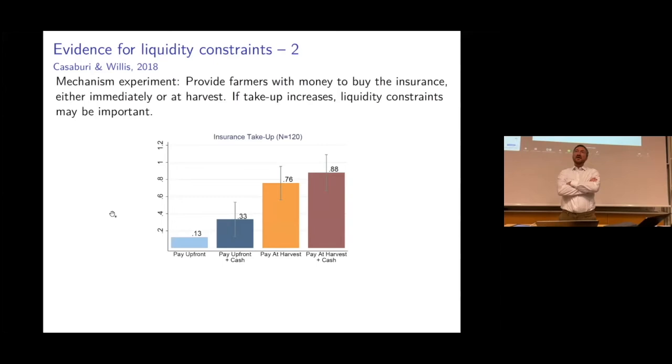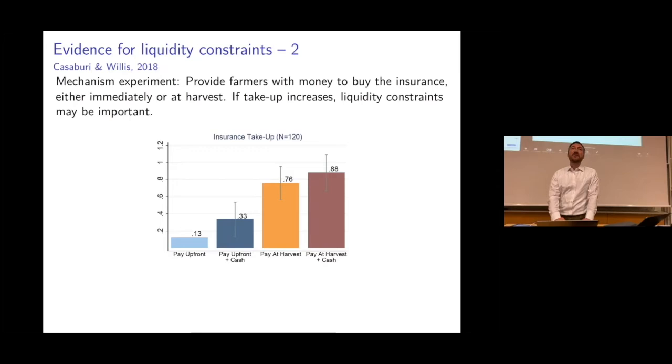There's again the basic condition of having to pay up front, but then they add a condition where you also have to pay up front, except you also get the money in order to do that. And they compensate you for that payment. So it's basically free for you or cheaper for you to buy the insurance. And lo and behold, take up does increase in that case. So that suggests that people were liquidity constrained.